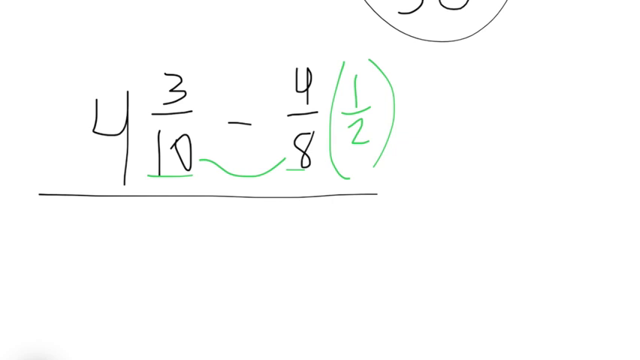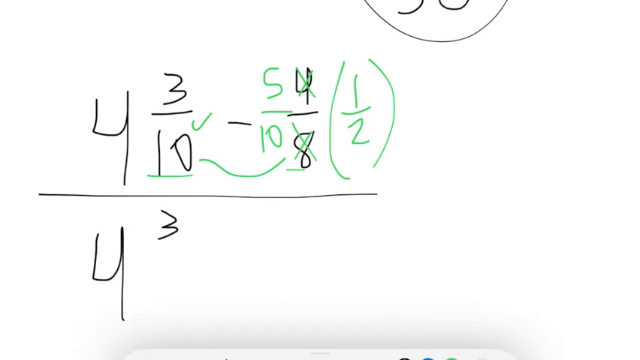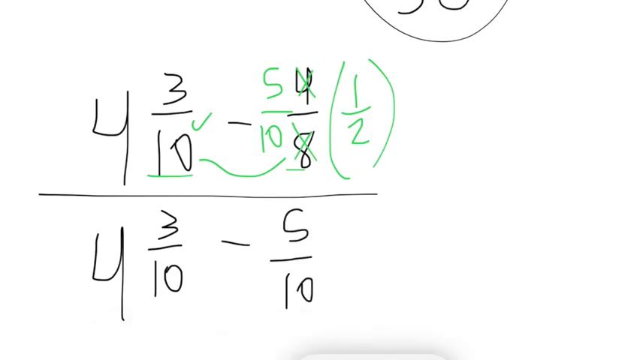Because I'm thinking of it as half, there's actually no need to change my 3/10, because all I will do is think to myself, well, what's half of 10? Well, 5. So I could actually rewrite 4/8 as 5/10, and that's an equivalent fraction. And now they're both out of 10, so my can I question now turns to a yes. So now I'm going to rewrite my new problem here just to have it cleaned up a little bit. 4 3/10 minus 5/10.